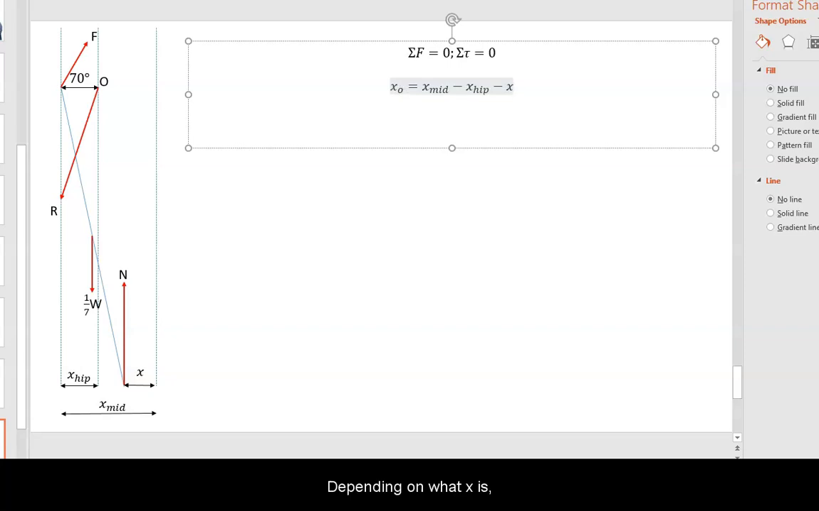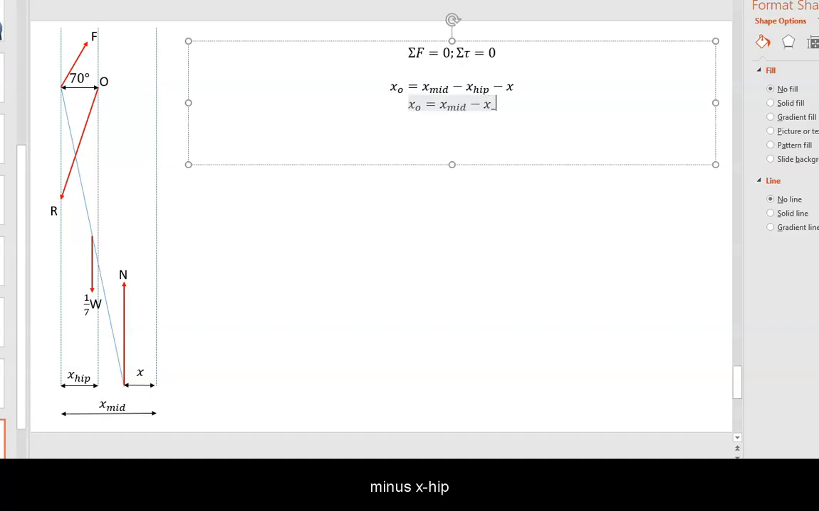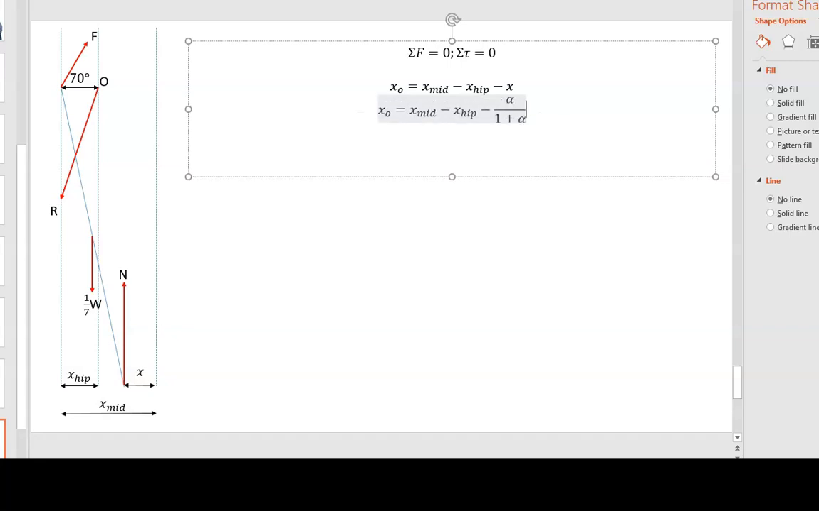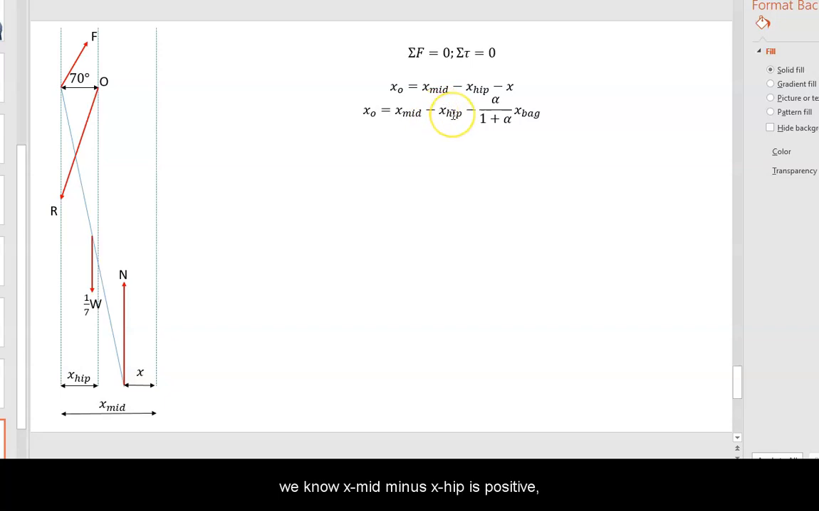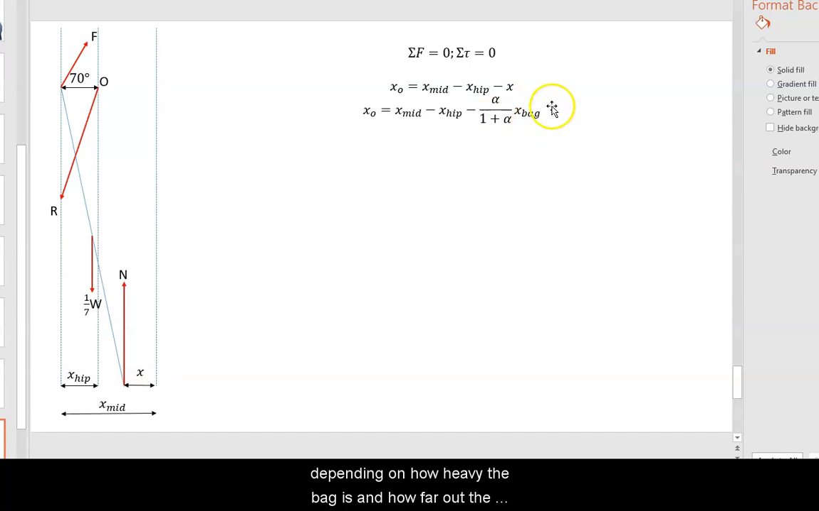Now, depending on what x is, let's put in what x is. So x naught is x mid minus x hip minus, and x was alpha over 1 plus alpha times x bag. So x naught might be negative. We know x mid minus x hip is positive, but depending on how heavy the bag is and how far out the bag is being held, x naught might be negative. Because that sign takes care of everything, we can simply plug it in.